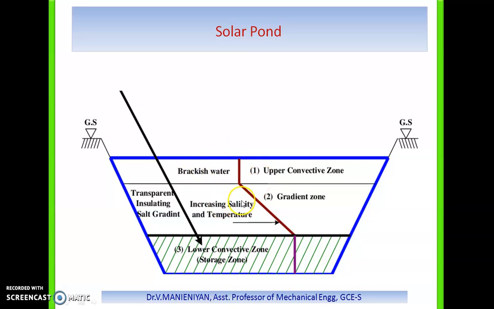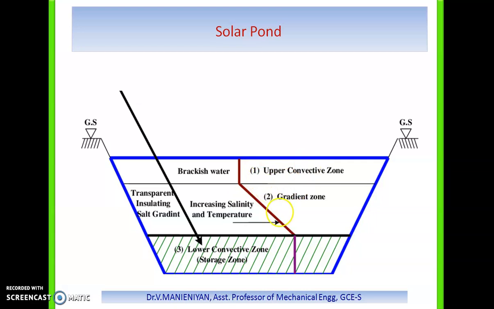So the second one is the non-convective zone, much thicker than that, about half of the depth of the pond. Both the concentration and the temperature increase with depth. So it serves mainly as an insulating layer and reduces the heat losses in the upward direction. This part acts as thermal storage. The heat collection takes place in this zone.